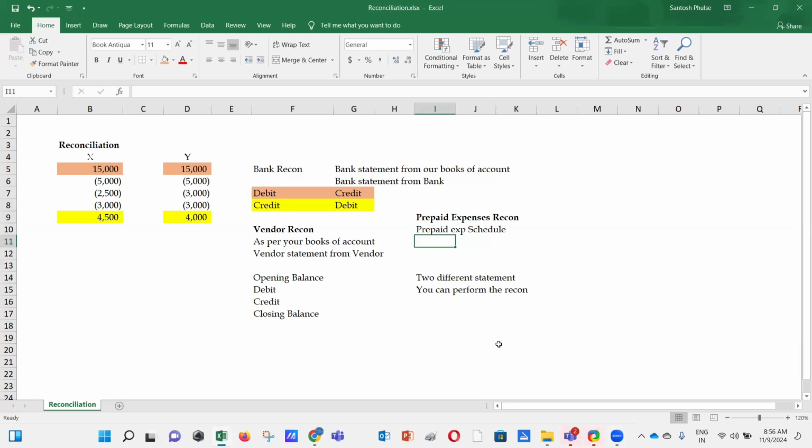So the reconciliation means we have to ensure that two records are on the same line. And if they're not, we have to check what the difference is between them and do the analysis.